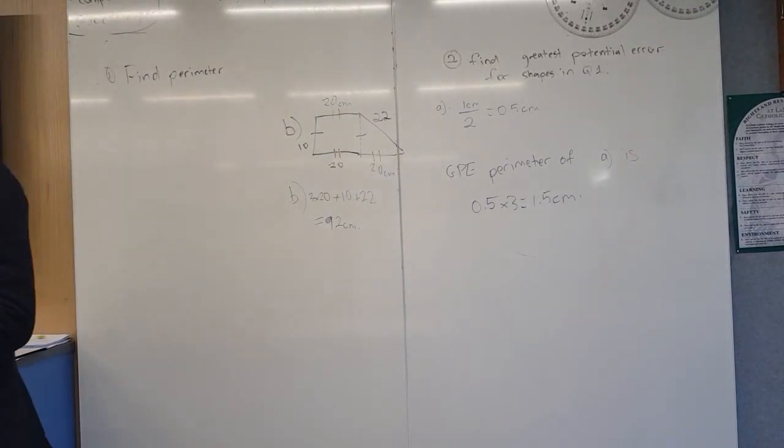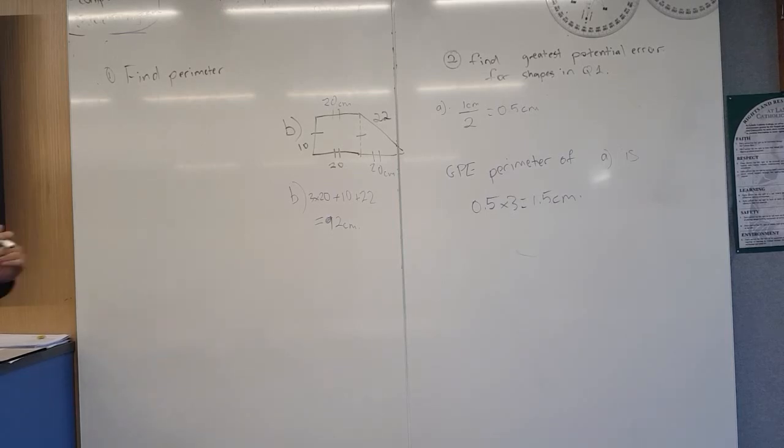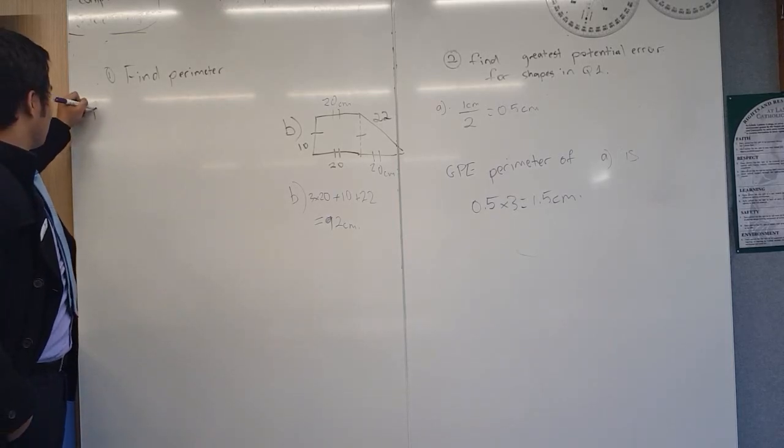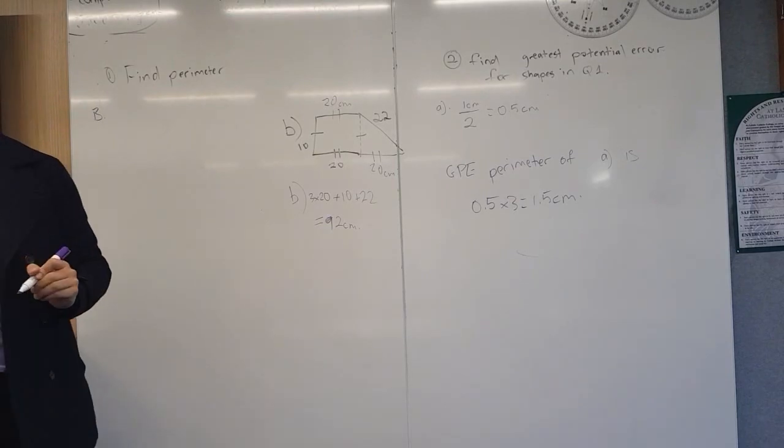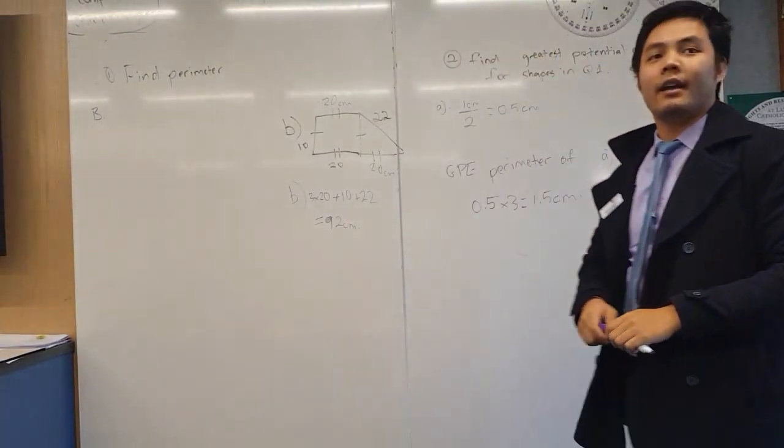Sorry, Omar? So that's asking for the greatest potential error for the perimeter. So if it's asking just for a length, you do just the length. Does that mean for B, 0.5 times 6? So you do 0.5 times 5.